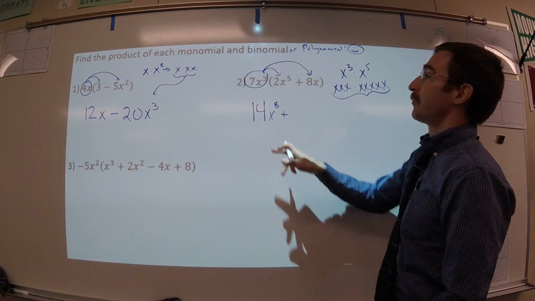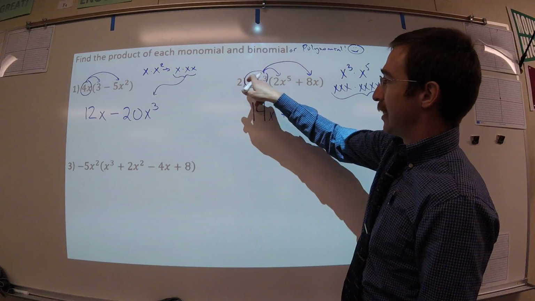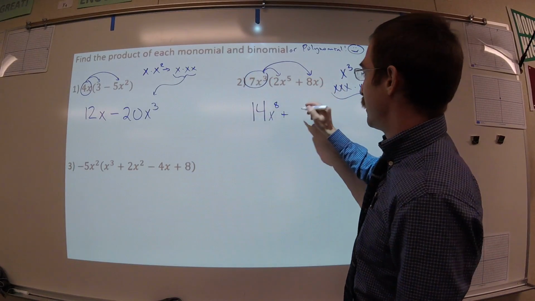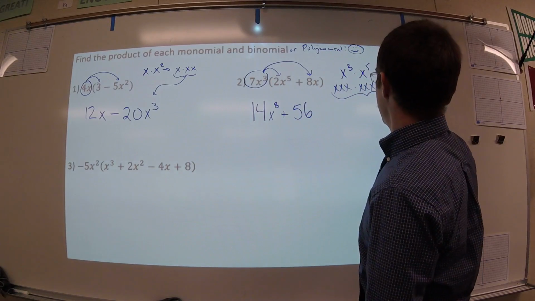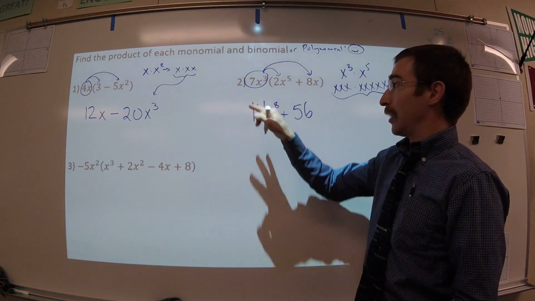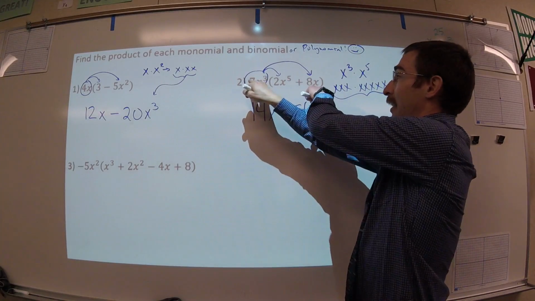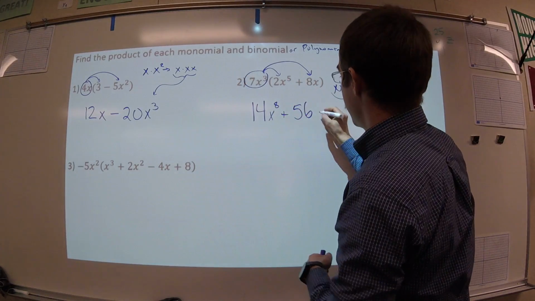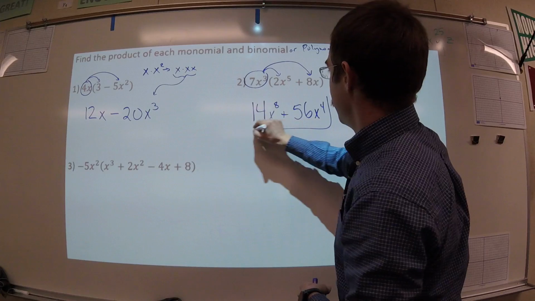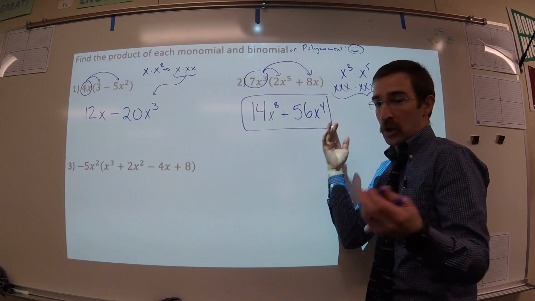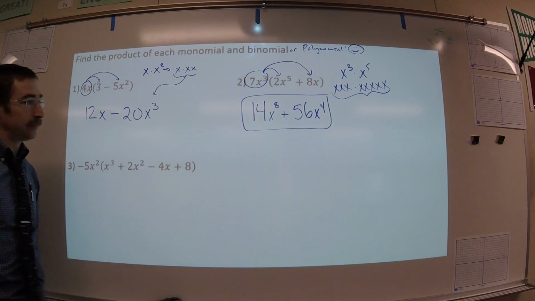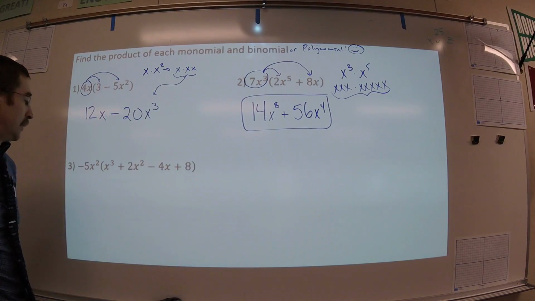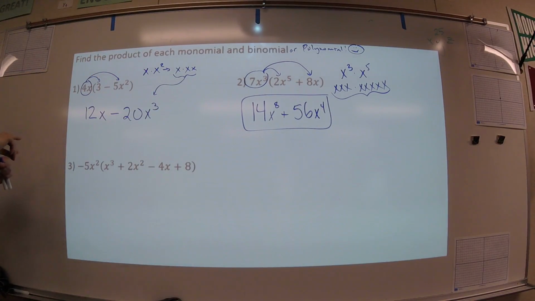And then here we got 7x to the third times 8x. 7 times 8 is 56. X to the third times x. Well, if it's x to the third times x, we got 3 x's multiplied here. We got 1 there. That makes 4. So x to the fourth. And that's it. That's all this. All right, remember, just find the product. We're just multiplying it out. That's the answer. All right, problem 3.